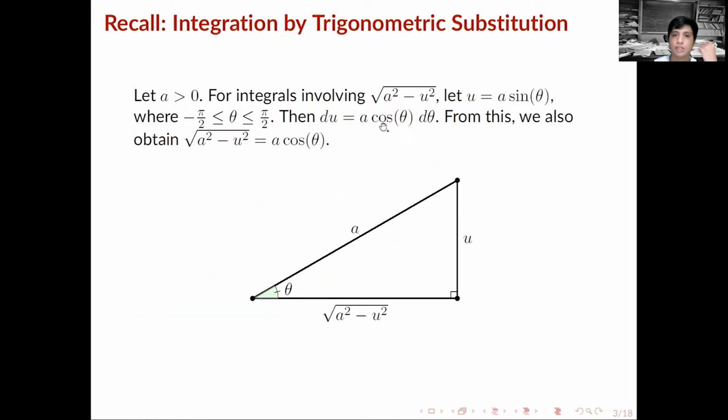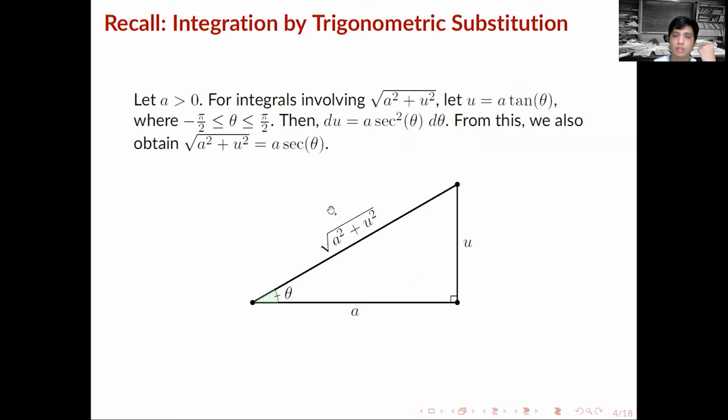For the first case, which is square root of a squared minus u squared, and for all positive a, let u equal a sine theta, where the values of theta satisfy this inequality. Then taking the derivative of u, we will obtain a cosine theta d theta, and then we will substitute a sine theta for the variable u to obtain a cosine theta. The corresponding triangle for this case is this one.